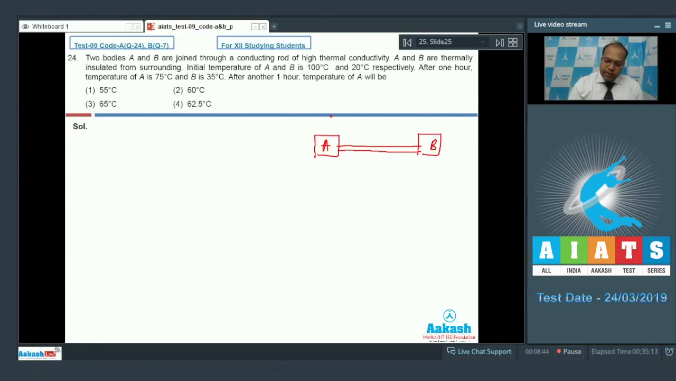Now let at any time t, the temperature of A be T1 and the temperature of B be T2. Initially at t equal to 0, the temperature of A is 100 degrees Celsius and that of B is 20 degrees Celsius. After 1 hour, the temperature of A is 75 degrees Celsius and that of B is 35 degrees Celsius. Now, find the final temperature of bodies A and B.